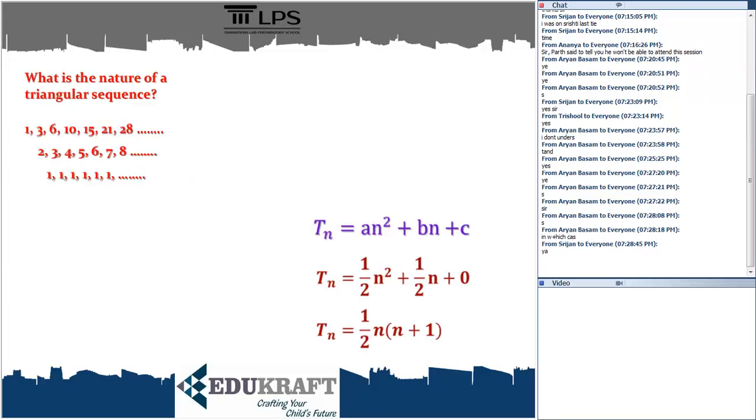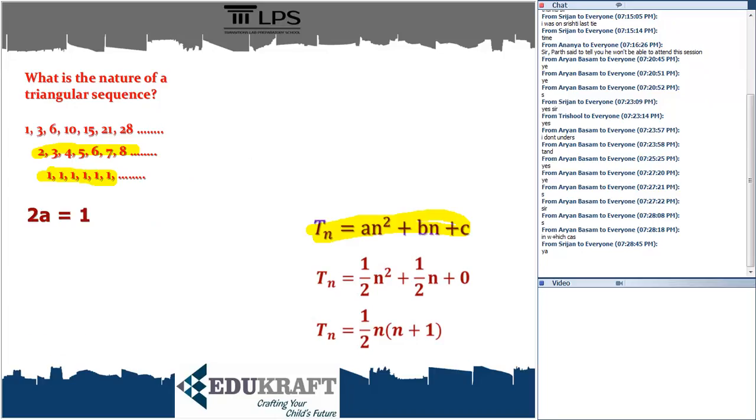Now let us observe what is the nature of the triangular sequence. As we had discussed last time, every time you are taking a common difference, in the first stage the difference is not common, but in the second stage the difference is common. Whenever the difference is common in the second stage, the general expression is a quadratic of the form an square plus bn plus c. How do I get the coefficients a, b and c? Just a little bit of recap.